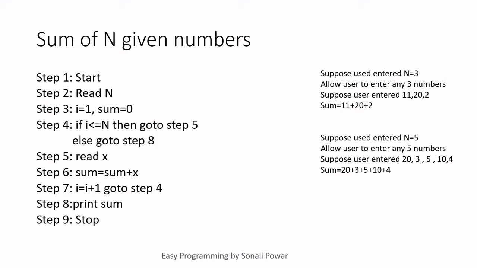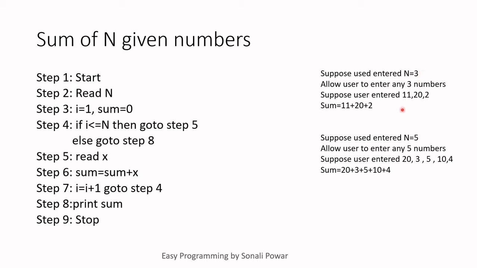In this lecture, we are going to see some more examples of the algorithm. In that first example, we will see the sum of n given numbers. It means the user will enter n numbers and I want to find the sum of these numbers. For example, suppose the user enters 3, n is equal to 3. It means they want to do the addition of any three numbers.